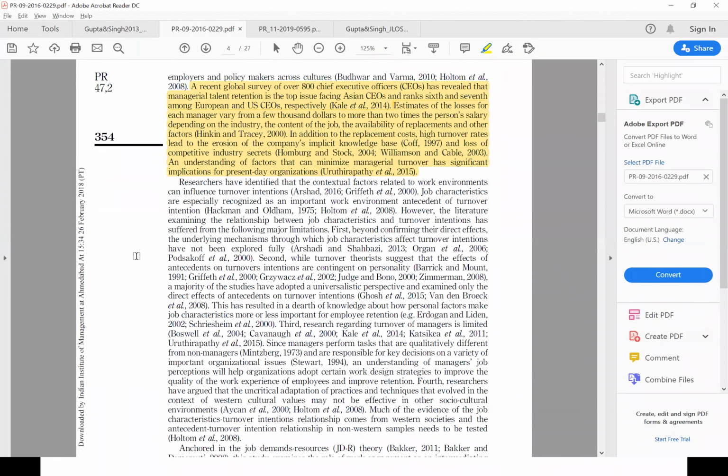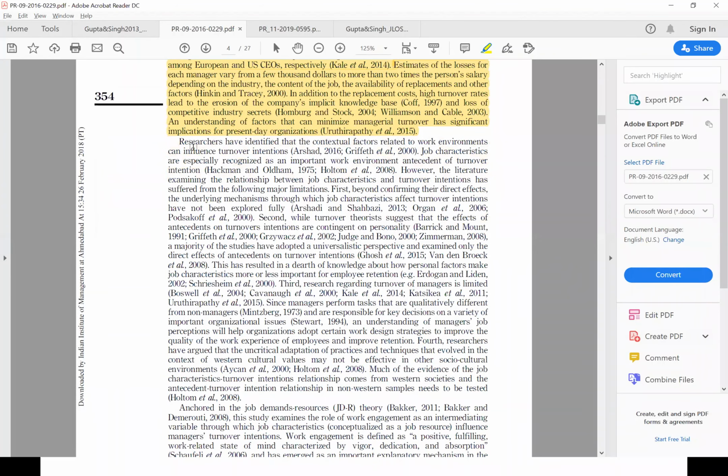And then the next thing is we talk about how researchers have identified contextual factors that influence turnover intention. We directly come to our construct. Job characteristics are recognized as an important work environment antecedent of turnover intention.